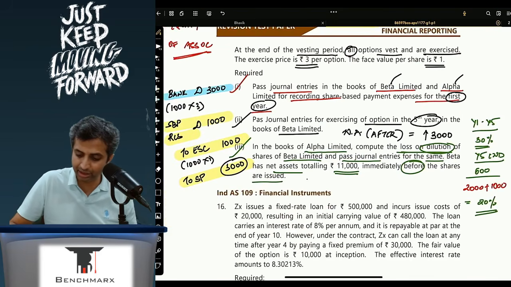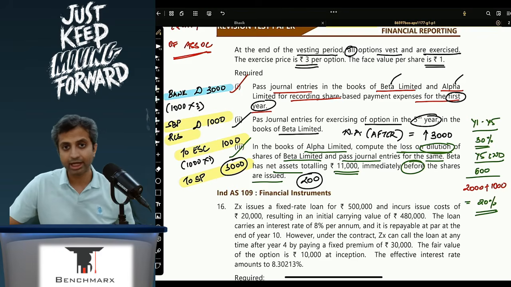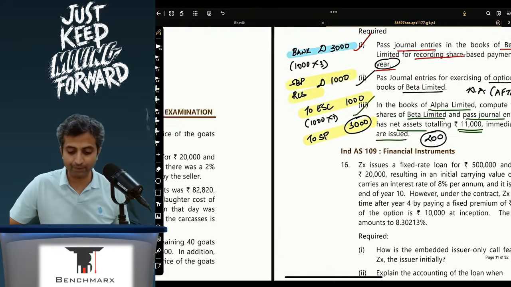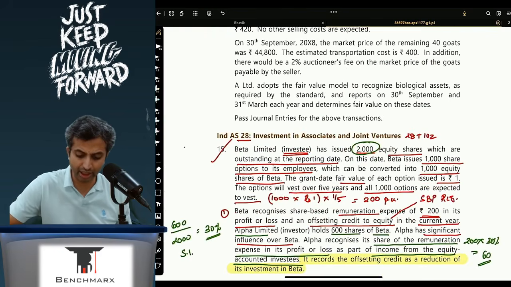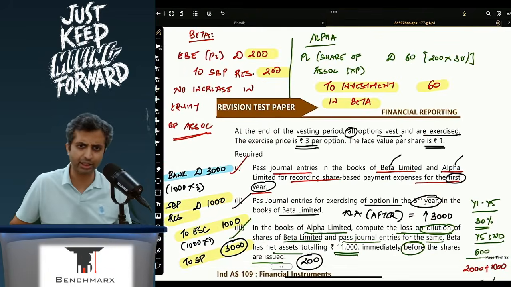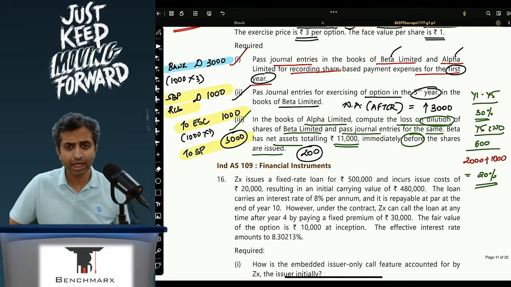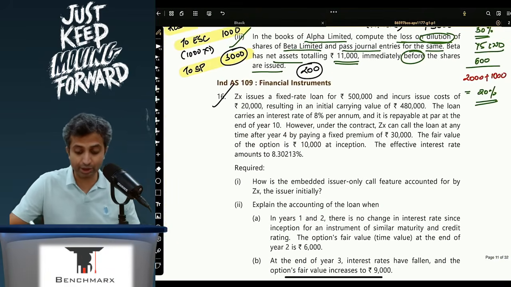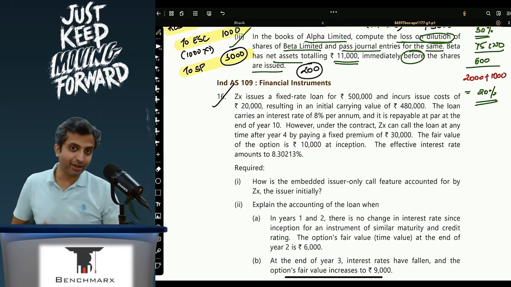Past entries, beta, this is 200 rupees, which is loss on dilution, which is there in question number 15. Again, quite a different question from what you have done earlier. Mark it as important. Okay, next you go to financial instruments. We have not even started financial instruments here.